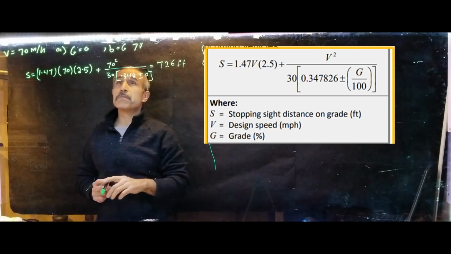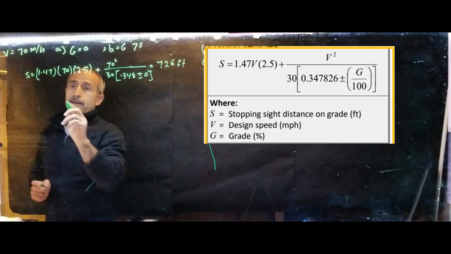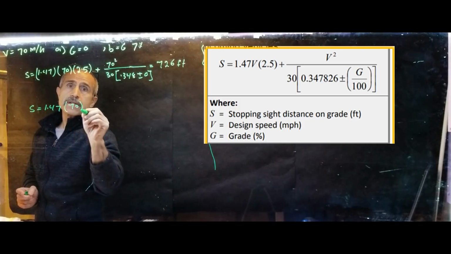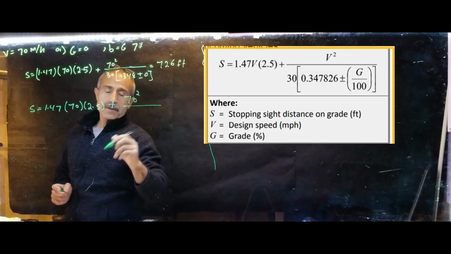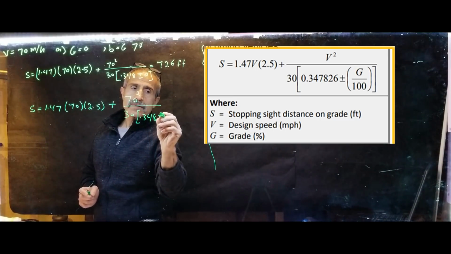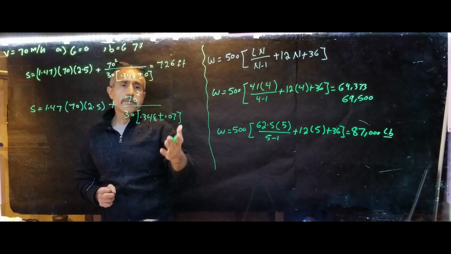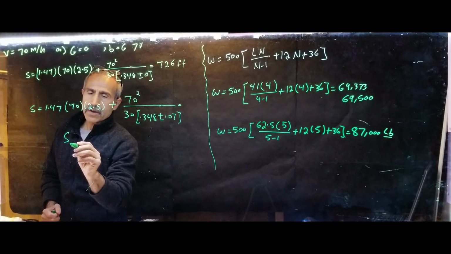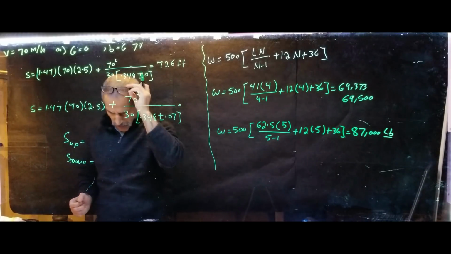Now the B is asking what if we go with a 7% grade added to it. So S is equal to 1.47 times 70 times 2.5 plus 70 squared divided by 30 times 0.348 plus or minus 7%, which is 0.07, right? So when it says 7%, 7 divided by 100 makes it 0.07. And I get 2 answers, right? So S going uphill and S going downhill, it's going to be 2 different answers. See what I have. Check my calculation.